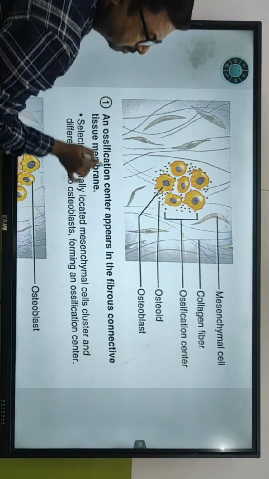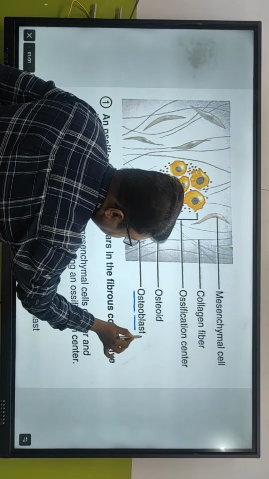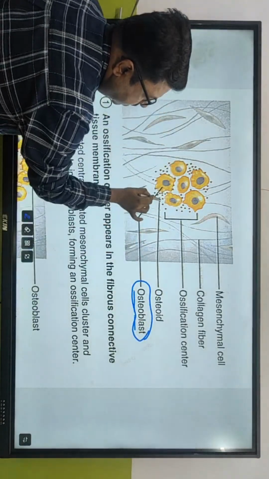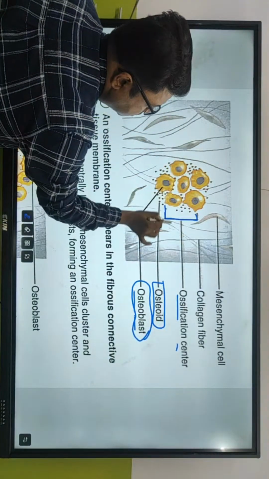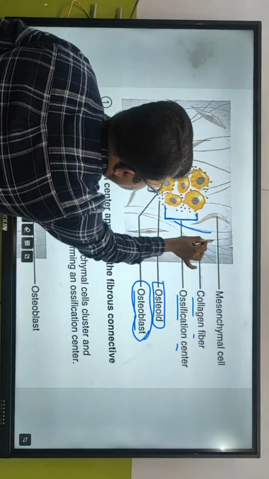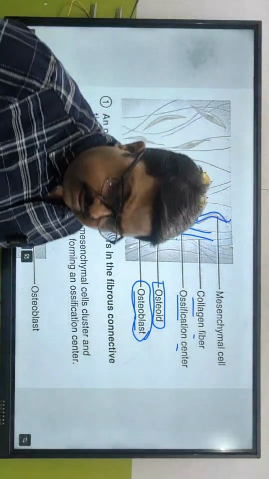अभी आपसे मैं बोला आपको. Just now we have talked about osteoblast cells. These osteoblasts which provides nourishment. Fine. These are some cells called osteoid cells. Ossification center. This part is the ossification center. These are collagen fibers present over here, and these are mesenchymal cells.